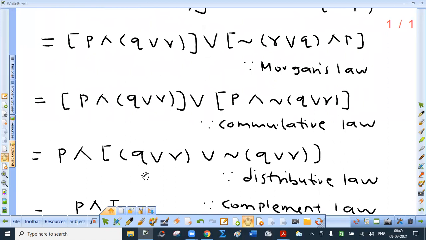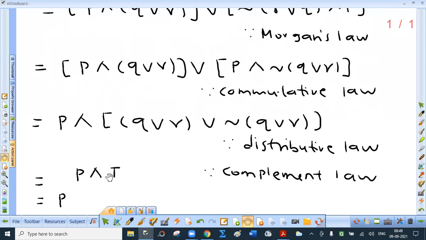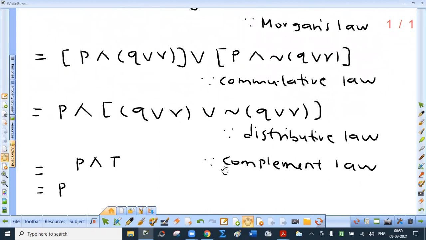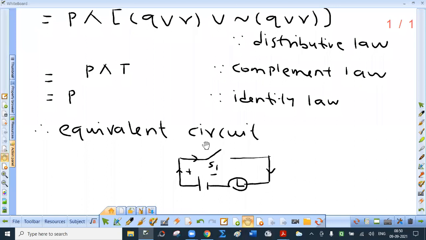Now next step is important, distributive law. So this is P and Q or R, or negation of Q or R. Now what is Q or R or its negation? It is nothing but true. Reason, complement law. And what is P and T? It is P. Of course, I must write reason for this, identity law. This means only one switch is required in the equivalent circuit. So this is the equivalent circuit.